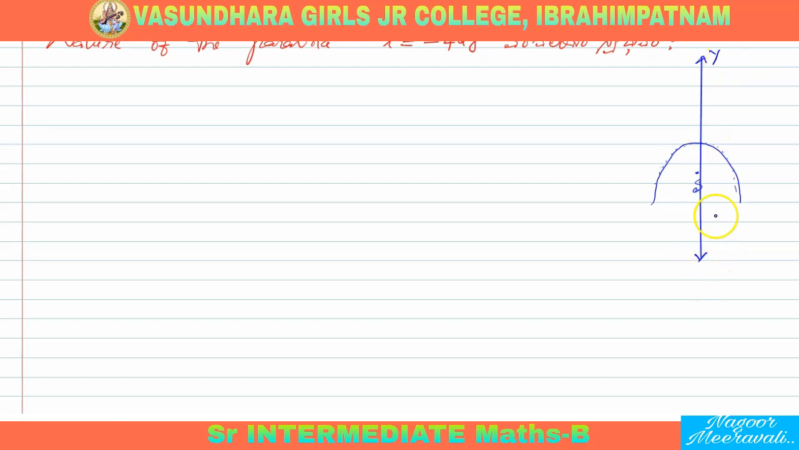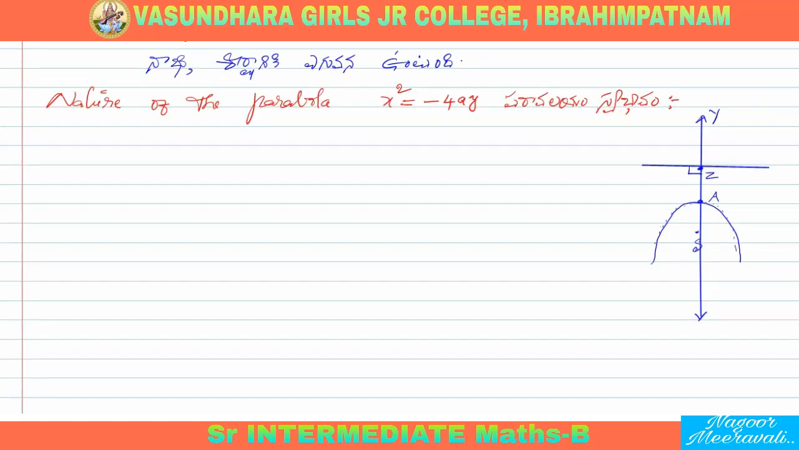Principal axis, y axis. Now this is the vertex. So directrix, if you consider here, the foot of the perpendicular from the focus to the directrix is Z. So the parabola is like that. Okay, now you can write the properties of x square is equal to 4ay.